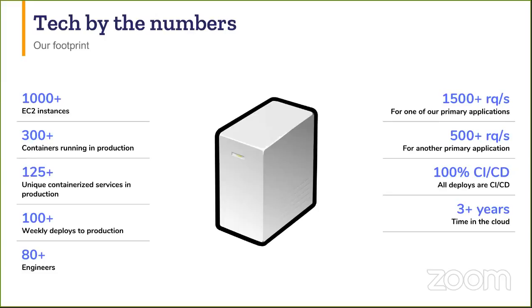Real quickly, you can see that we run over 1,000 EC2 instances. We have hundreds of containers in production. Our two primary applications each have 1,500 and 500 requests a second throughout the day, respectively. So we really are running at scale, and we do have quite a lot of infrastructure to manage. One of the key things I'd like to draw y'all's attention to, though, is the number of engineers we have and the number of EC2 instances. We have 80 plus engineers. We have over 1,000 EC2 instances. So that's a lot of people trying to get access to a lot of machines. And we need to do that in a secure and easy to manage way. That's where Userify comes in.